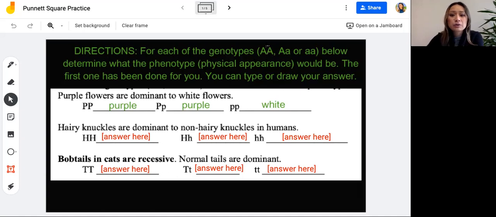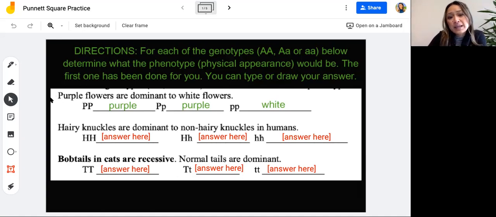Remember, we learned how genotypes are the combination of alleles or letters. So for example, capital A, lowercase a, or 2 lowercase a's. For each of the genotypes below, determine what the phenotype or the physical appearance would be. The first one has been done for you. You can type or draw your answer. If it's easier for you to write it down, that's perfectly fine too. Just add your work to your assignment.